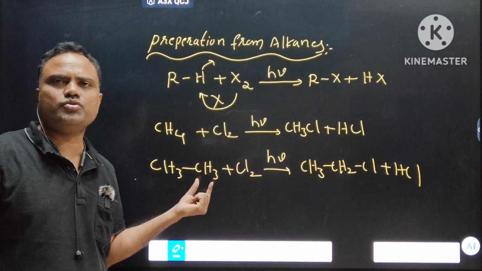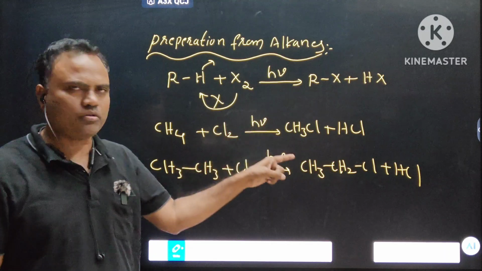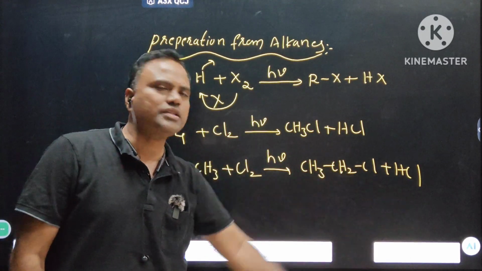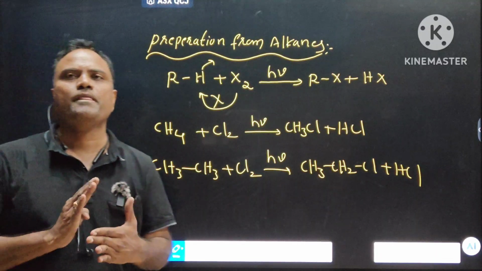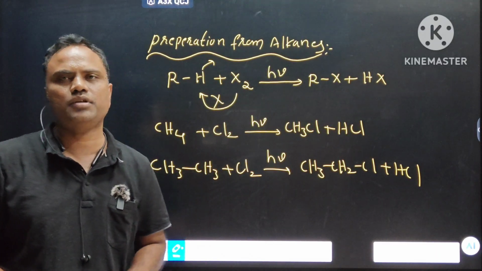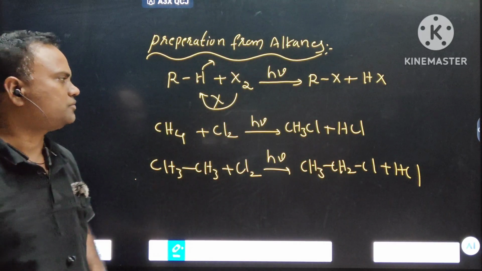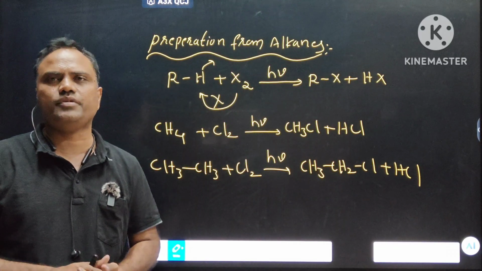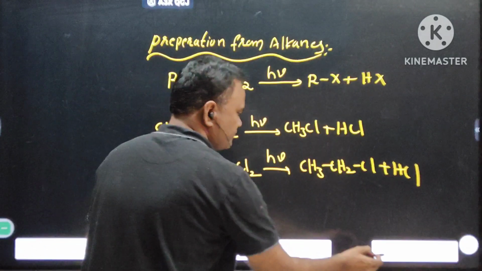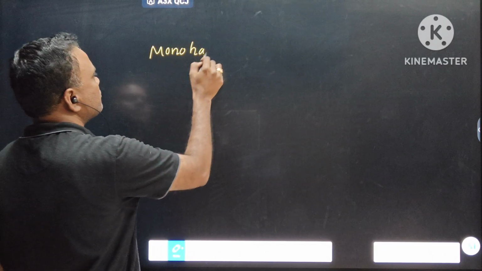One halogen attaches to the alkyl part. One hydrogen will come out. That hydrogen combines with another halogen, eliminated as HCl. Clear? Very simple. Remove hydrogen from the alkane and attach halogen. Very simple, right? Now let us see how questions will come on this. Expected questions, right?